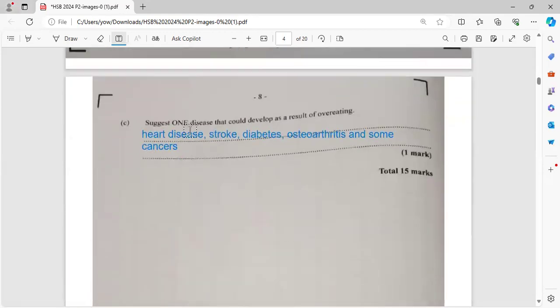Right. So just one disease that could develop as a result of overeating. There are many: heart disease, stroke, diabetes, right? And cancers, right?